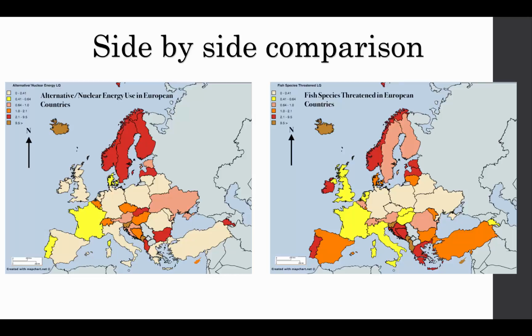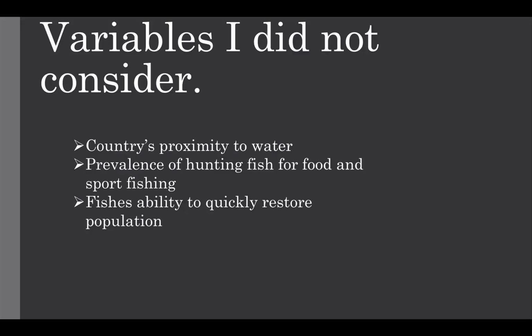So obviously, there were a lot of variables that I did not consider. Some include the country's proximity to water, the prevalence of hunting fish for food and sport fishing, and fish's ability to quickly restore their population. These are things that I did not account for. Had I done so, I may have had different conclusions.